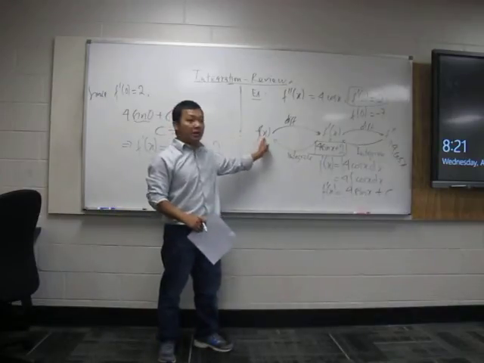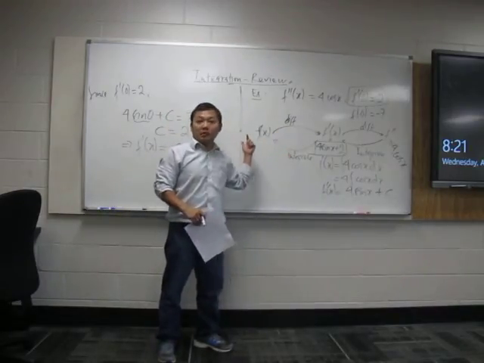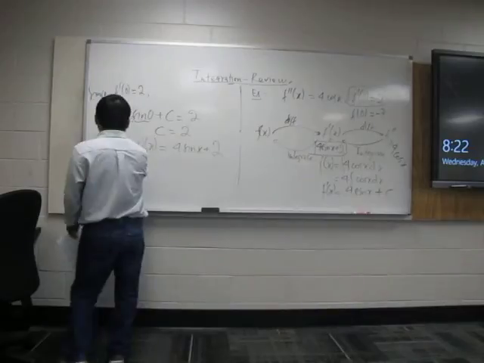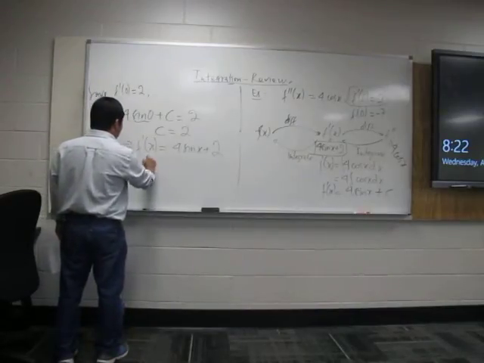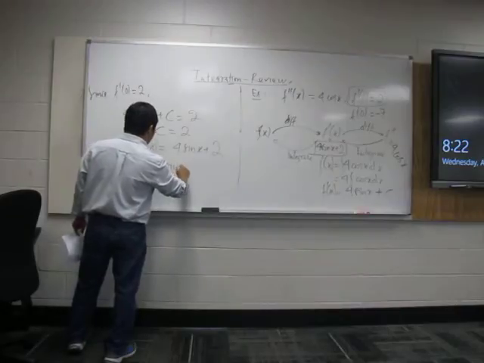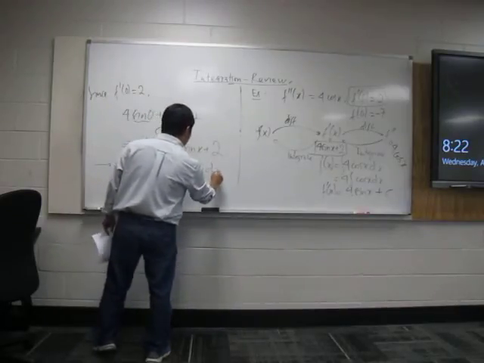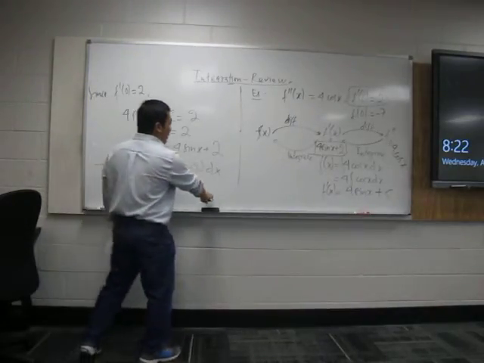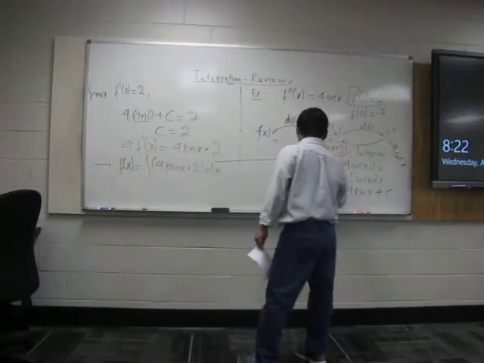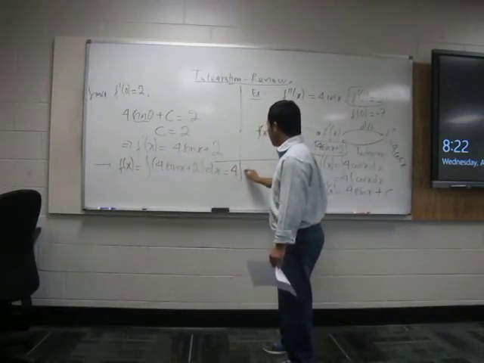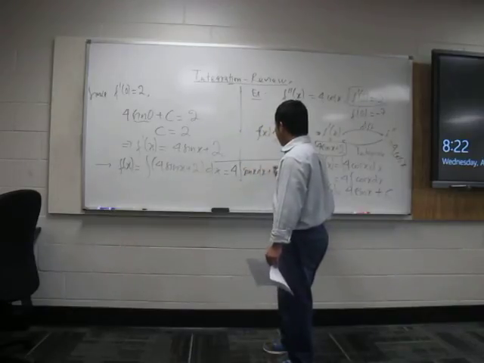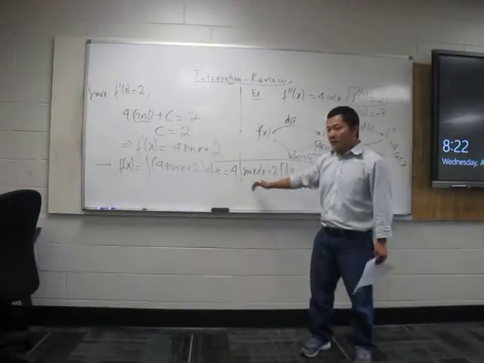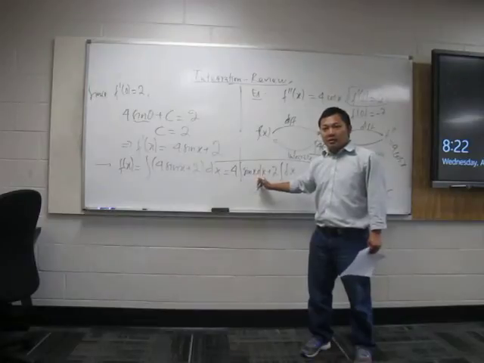And now in order to get the original function, I have to integrate one more time, right? I have to integrate one more time. I have f of x equal to integral 4 sine x plus 2 dx. So I can write here, let me save space. This is equal to 4 times sine x dx plus 2 dx. And now you see this thing. This is your negative.